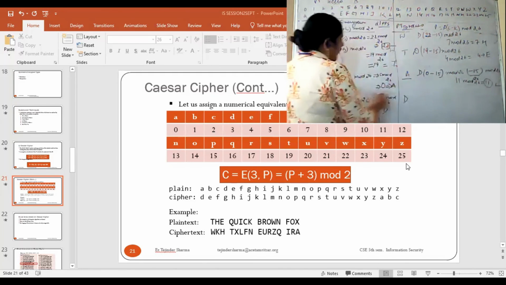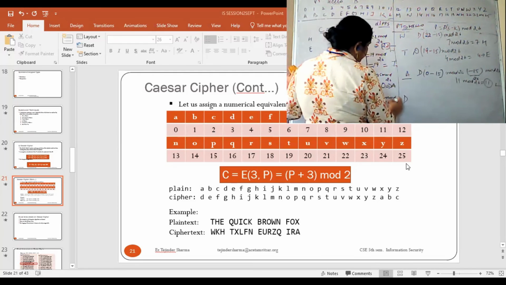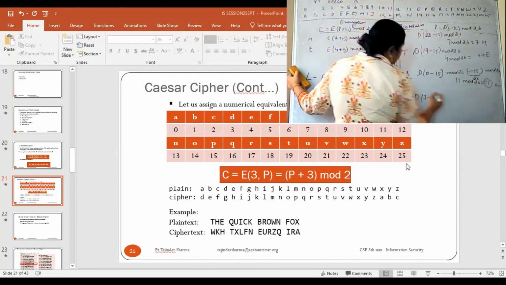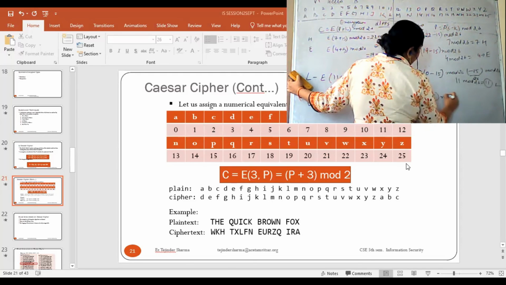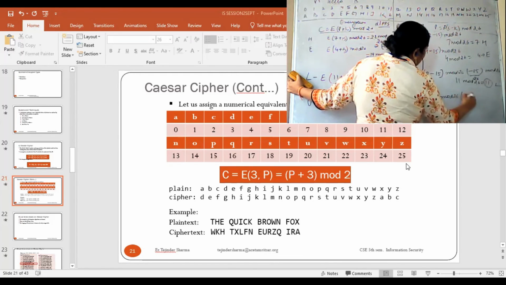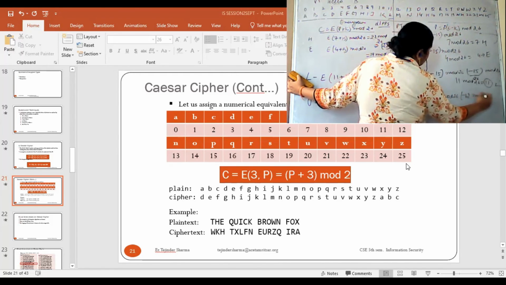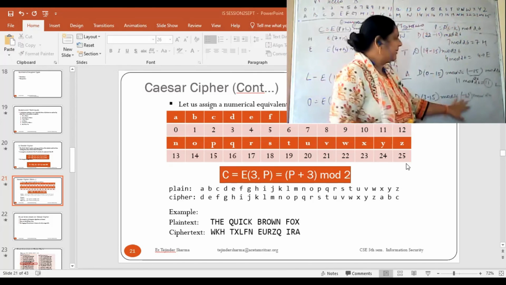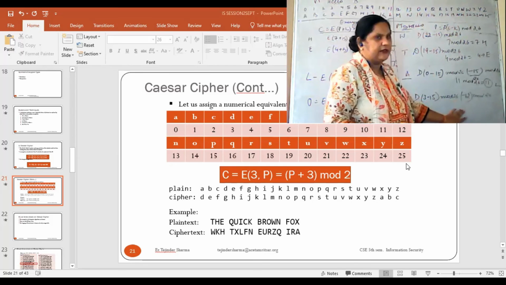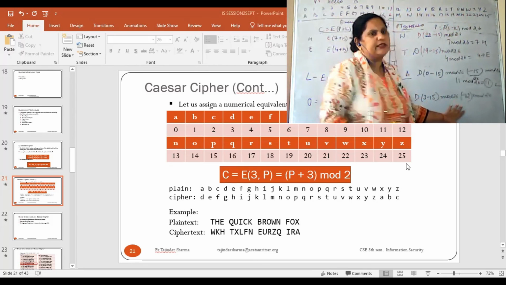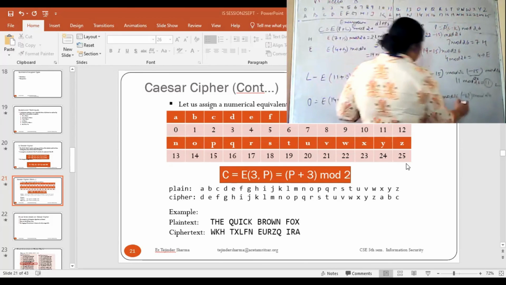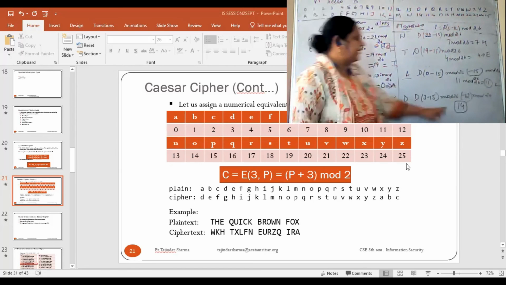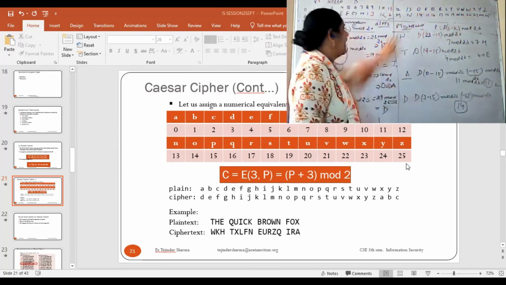Next, here you will get 3. So D of 3 minus 15, that is minus 12. Minus 12 mod 26. Minus 12 plus 26 will be 14, because this is a negative value. So add 26 to it. This is the rule for decryption, and you will get 14. At 14 you have O.